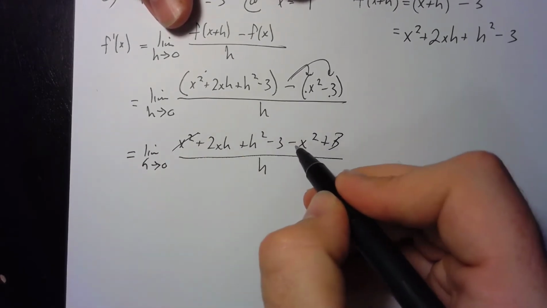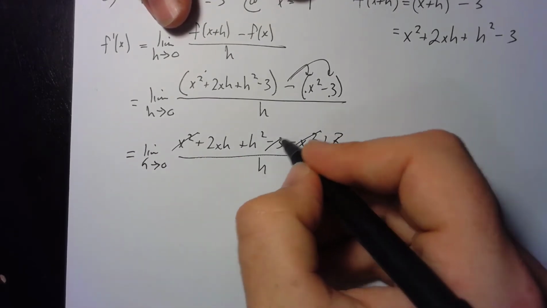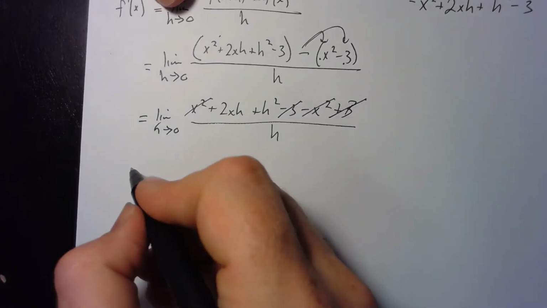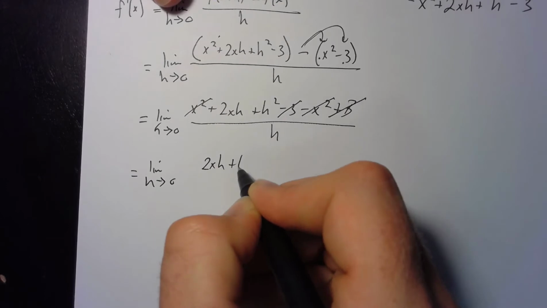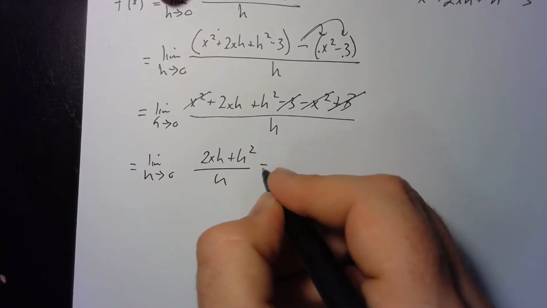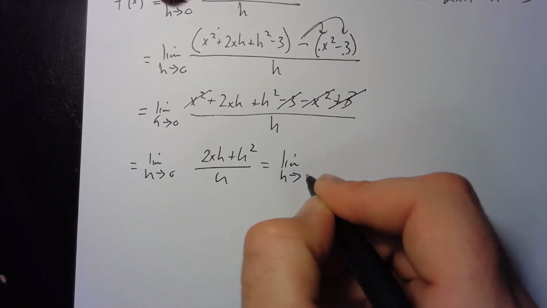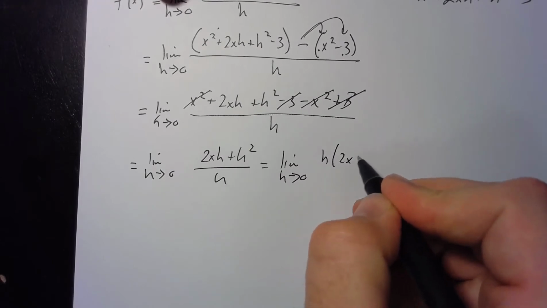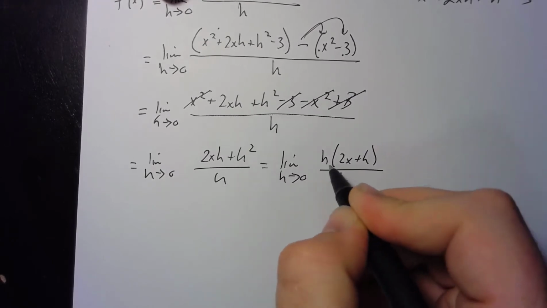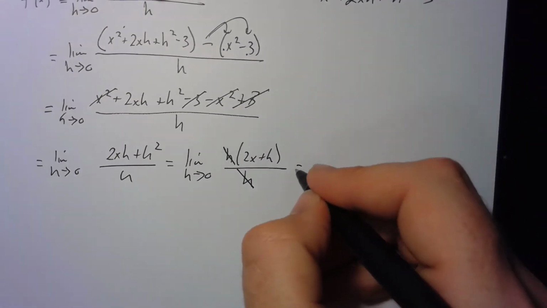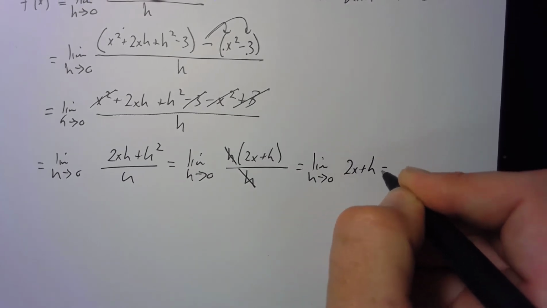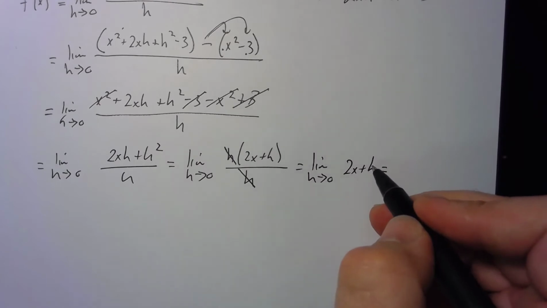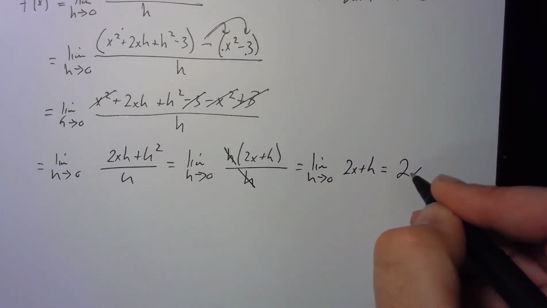Now the x squared cancels out with the negative x squared, the negative 3 cancels out with the positive 3, and I'm left with the limit as h goes to 0 of 2xh plus h squared divided by h, which I can simplify a little bit further by factoring out h and canceling out h. So now I'm left with the limit as h goes to 0 of 2x plus h, which when I plug in h as 0, the limit can now be eliminated, and I'm left with 2x.